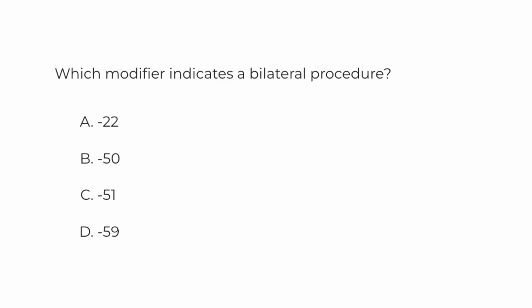So this question asks, which modifier indicates a bilateral procedure? And then we have 4 different answer options, each of which is a modifier, which is represented by a 2-digit number. But first of all, quickly, what is a bilateral procedure?